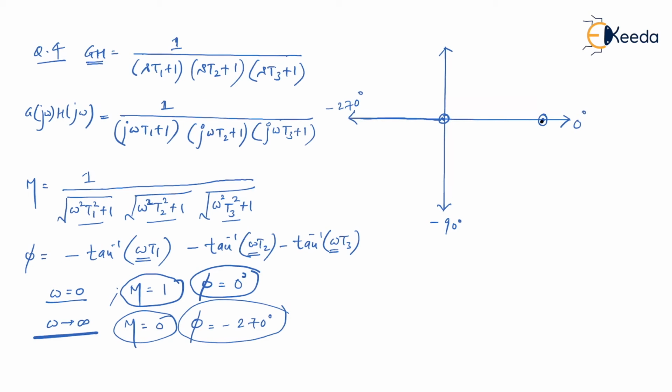Now let's draw the plot. From here, this is the starting point, that is omega equal to 0. You know that this is basically the ending point, that is omega tending to infinity.